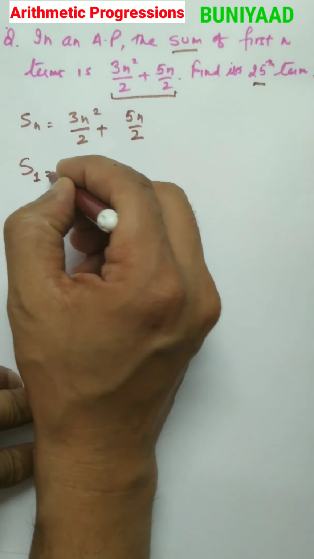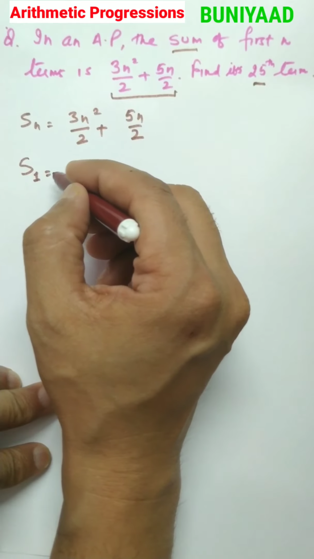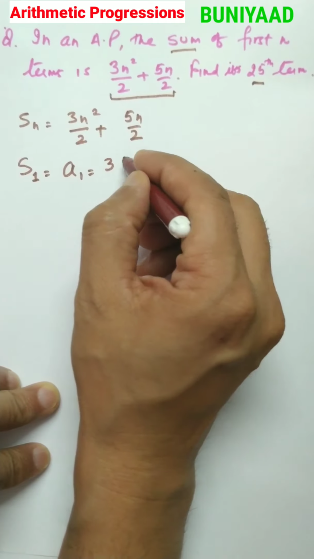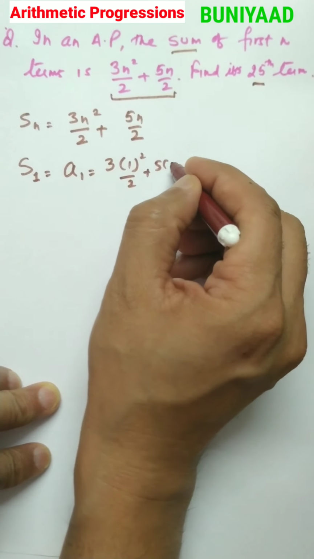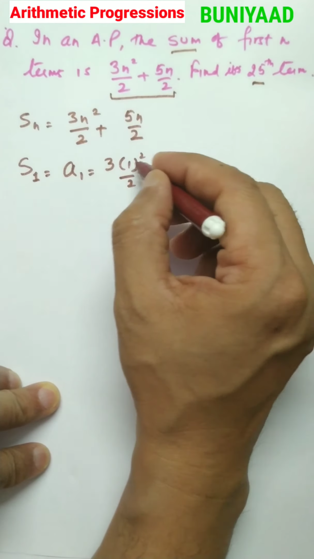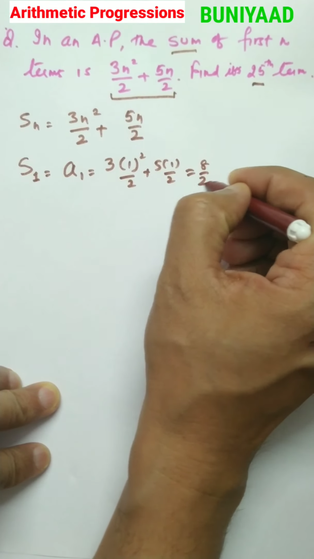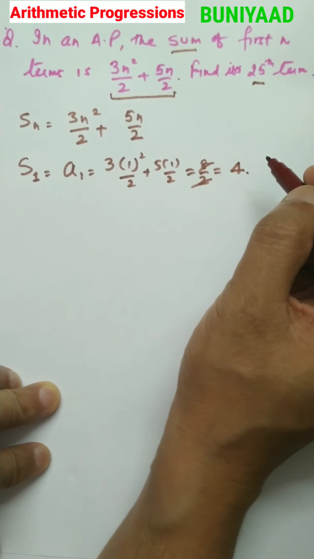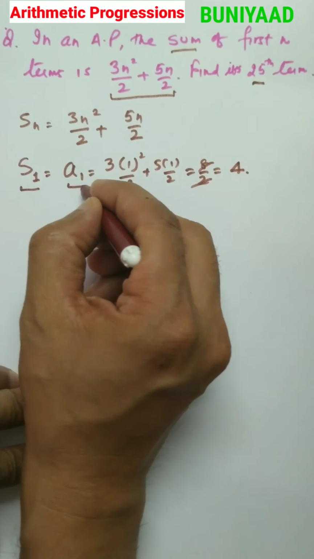S1, what is the meaning of S1? S1 means sum of one term, and the sum of one term will be same as the first term. Yes, it will be same as the first term. So instead of n we will put 1 here. Now solving, taking LCM and simplifying it, we will get 3 upon 2 plus 5 upon 2, that will be 8 upon 2. This is 4, right? So you got sum of first term, or you can say the first term, right?